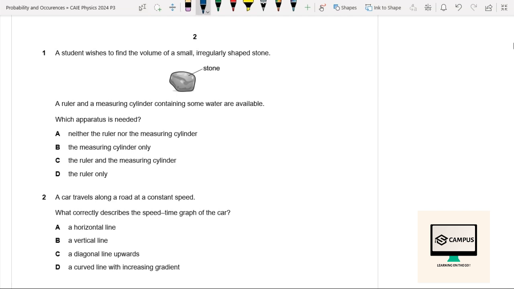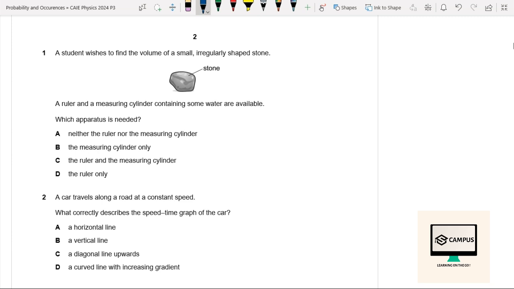Alright, so a student wishes to find the volume of a small irregularly shaped stone. A ruler and a measuring cylinder containing some water are available. Which apparatus is needed? The volume of an irregularly shaped stone, or any irregularly shaped object, can be found by submerging it in water and measuring the volume of water displaced. So we have been given a measuring cylinder containing some water and a ruler.